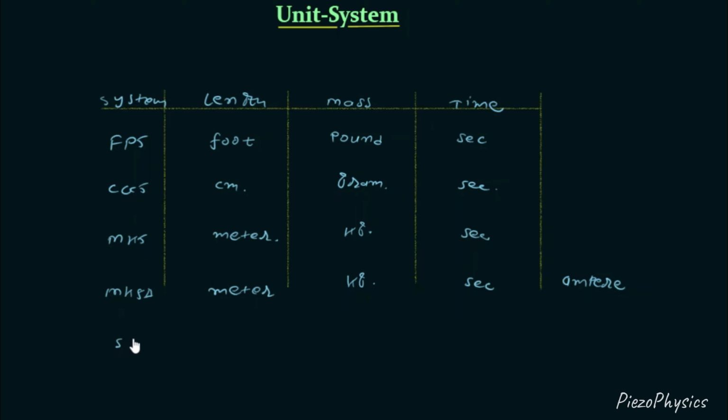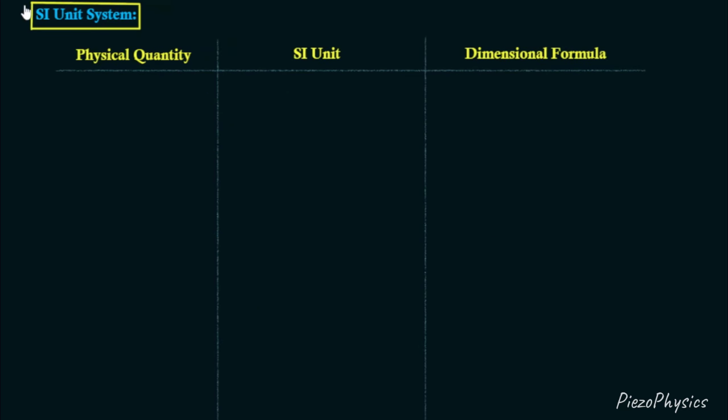Next unit system is the SI unit system, in which we have seven fundamental quantities. Now let us look into what is the SI unit system. So now what is the SI unit system? The SI unit system is made up of seven base quantities, right? In which we are going to make one table and there we are going to add one new thing, that is dimensional formula, right?